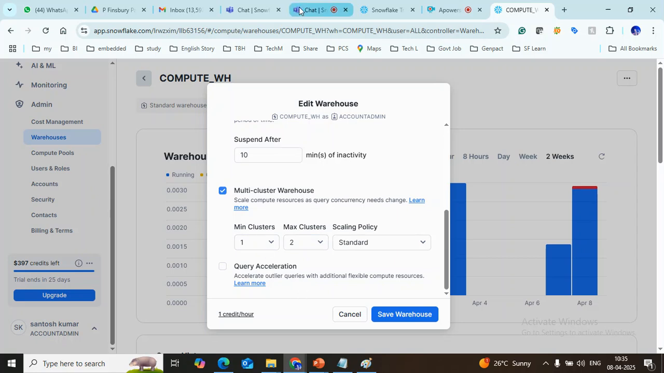Okay, got it, got it. So it is a kind of dynamic thing? Yes, by default, yes. As the load increases, it's dynamic only. We don't need to worry about this one. Okay.